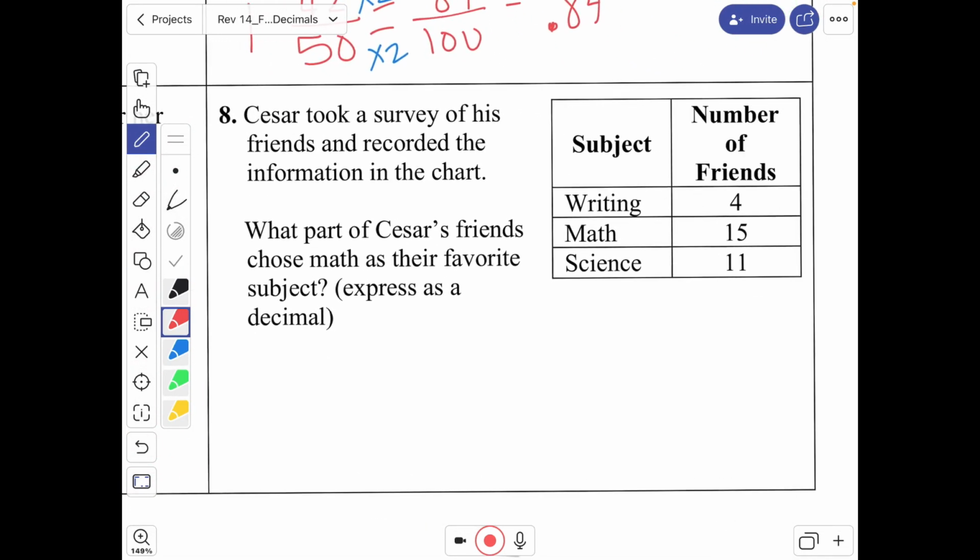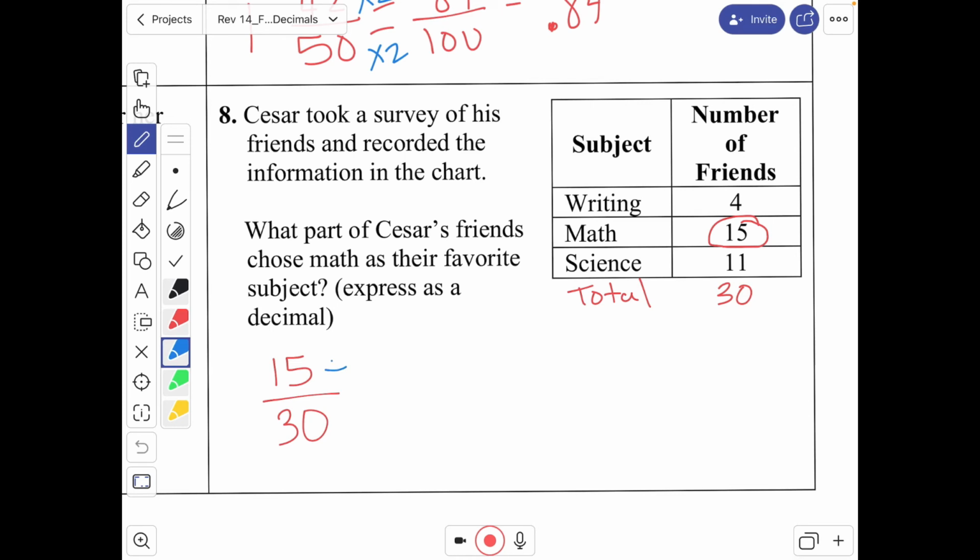Number 8. Caesar took a survey of his friends and recorded the information in the chart. What part of Caesar's friends chose math as their favorite subject? Well, the smart people chose math as their favorite subject. So 15. Well, I need 15 out of something, so we need a total first. Add all those numbers up. Total is 30, so this is 15 out of 30.